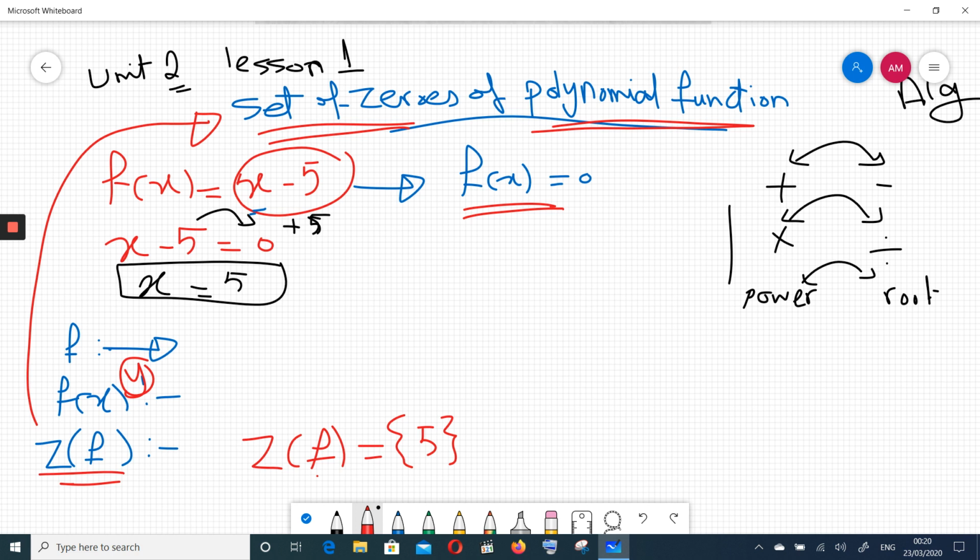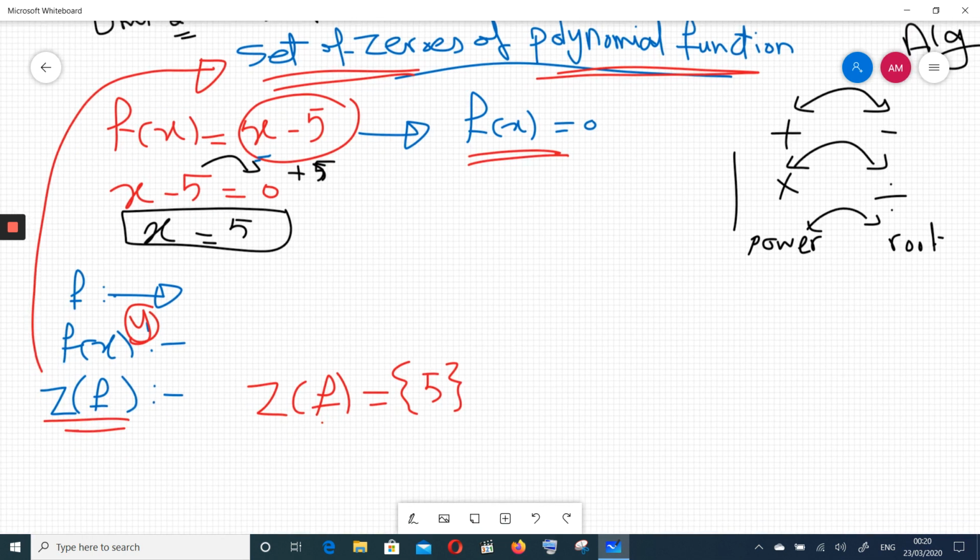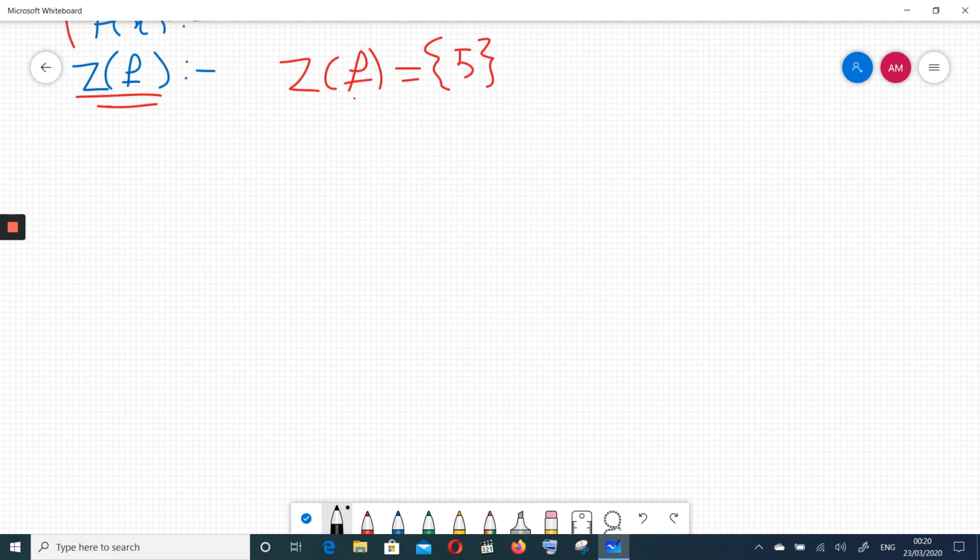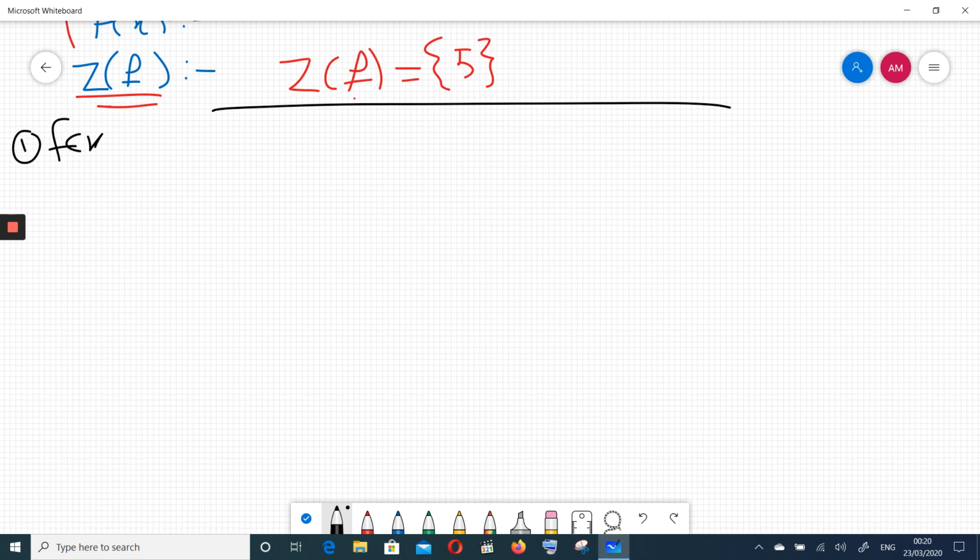Let's take another example to find the solution set. Find in R the set of zeros of the polynomial function. For example, here number 1, f of x equals x power 2 minus 16. Okay, now we need to find the set of zeros of this one.